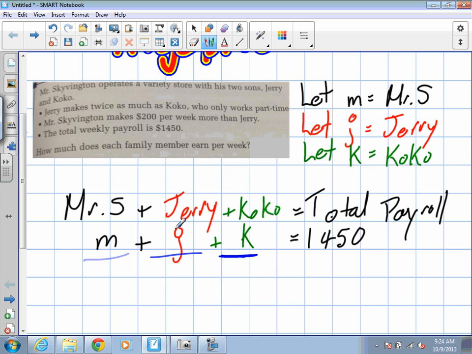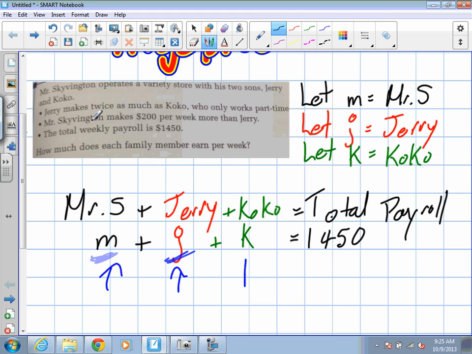Now, our goal is to get all of the variables in this equation to be the same variable. So in other words, I want them all to be either M, all of them to be J, or all of them to be K. Depending on our other equations, we're going to choose what to set it equal to after. Which might seem confusing, but let's set up the other two.